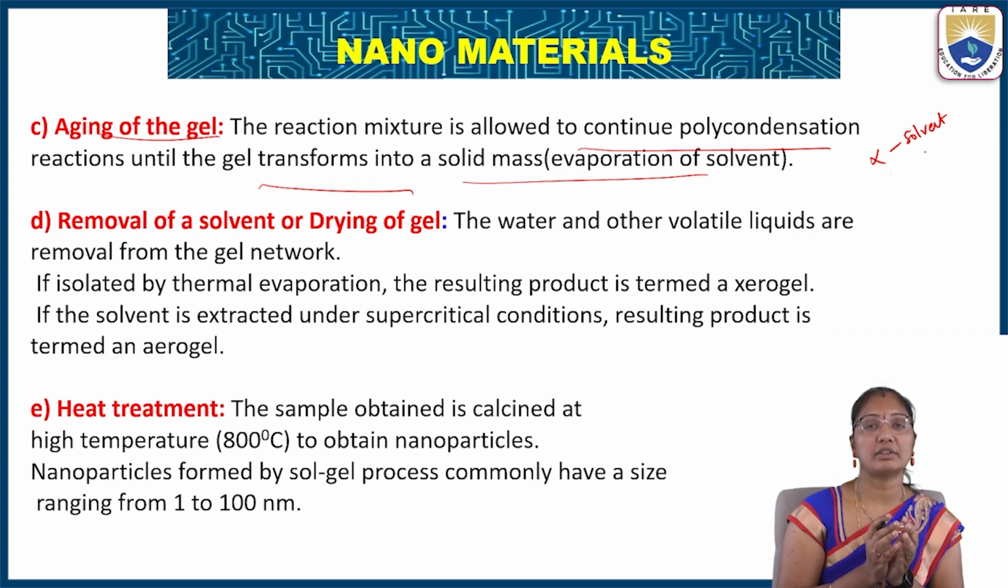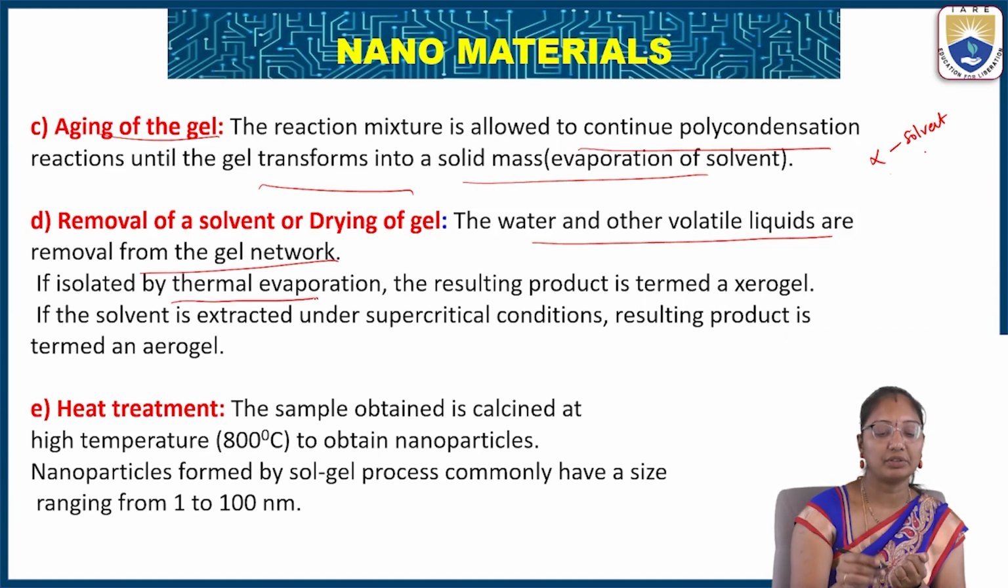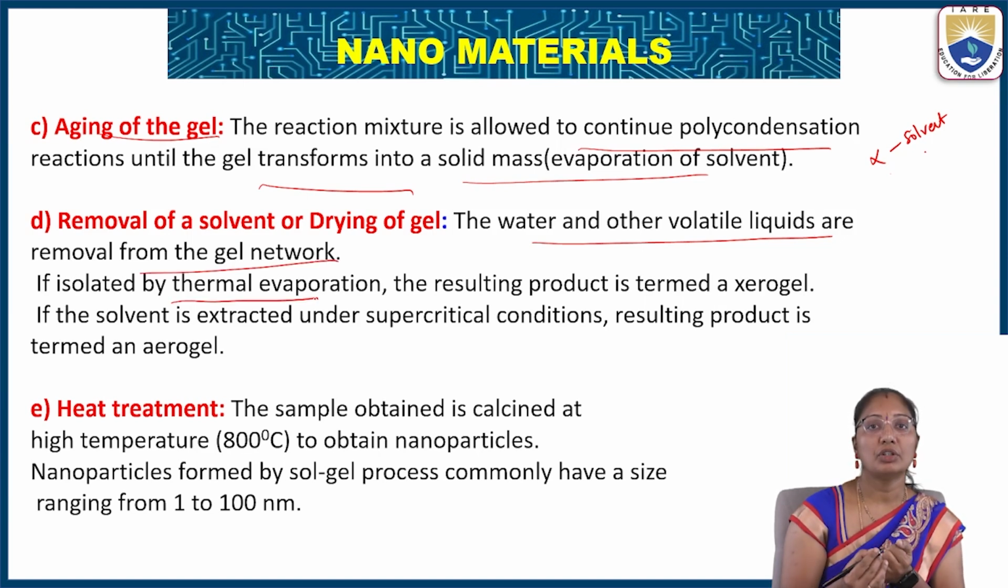So the solid mass obtained from this process is moving to the next step, where the water and other volatile liquids are removed from the gel network. If isolated by thermal evaporation, so if we are removing the water and solvent from the gel by thermal evaporation, the resulting product is called a xerogel. If the solvent is extracted under supercritical conditions, the resulting product is an aerogel.